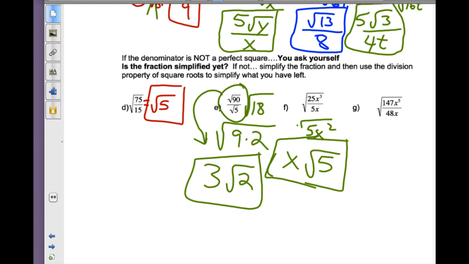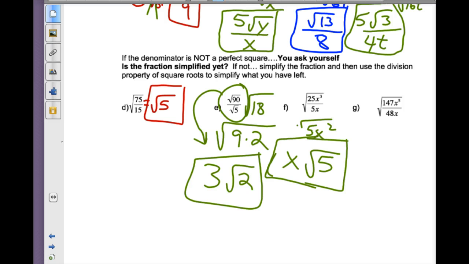Wait, how'd you get x squared? Great question. Henry, loud and proud, explain how you got x squared. You subtract 1. When you divide with the same base, you subtract your exponents. Start calling you accelerated boy.